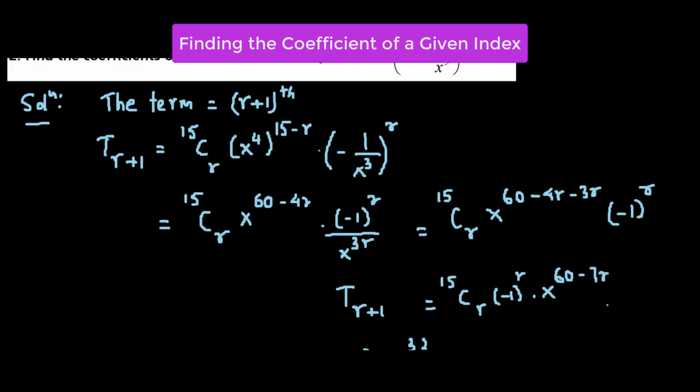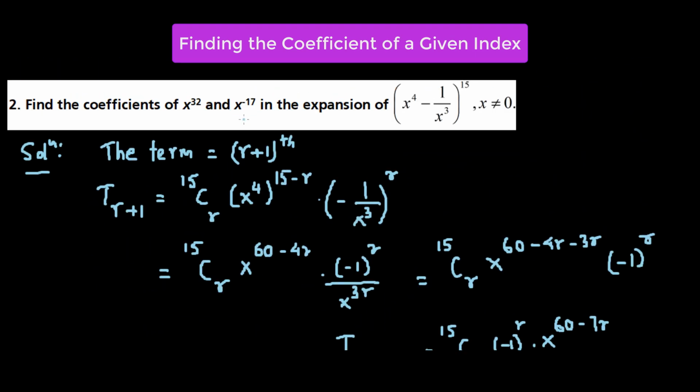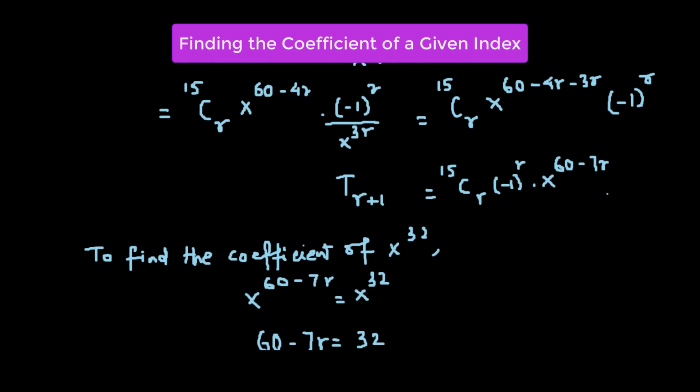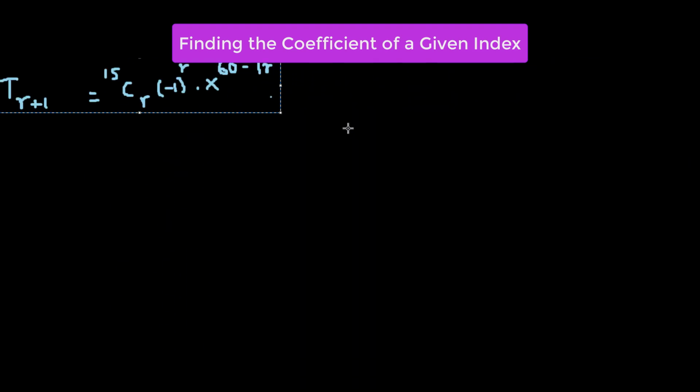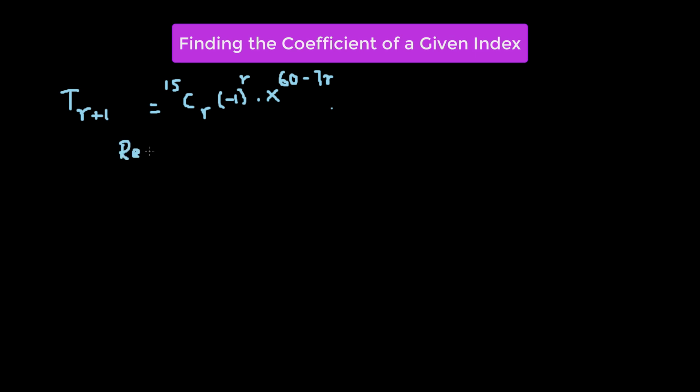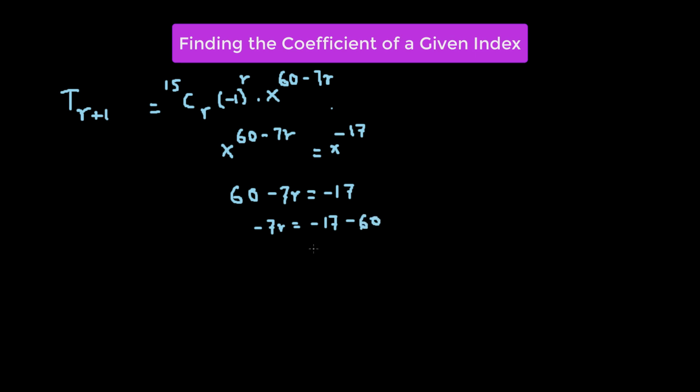Then we move on to the next part where we have to find the coefficient of x raised to the power of -17 as well. So we're not going to redo it. We're going to reuse this value. We are going to equate x raised to the power of 60 minus 7r to x raised to the power of -17, which gives us 60 minus 7r equals -17. So -7r equals -17 minus 60. -7r equals -77. So 7r equals 77, and r equals 11.